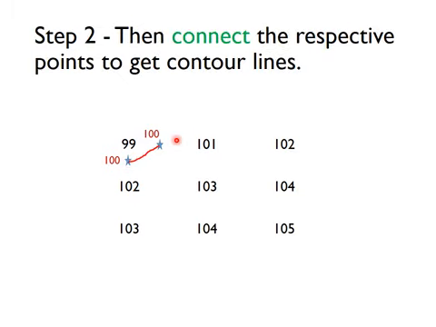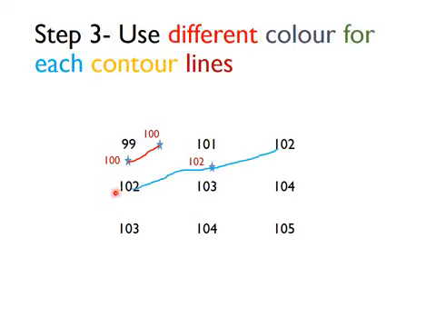The second step is to connect the respective points to get contour lines. So I am connecting this 100 meter point and this 100 meter point to get the 100 meter contour line. Similarly, if I want to get a 102 meter contour line, 102 is here, 102 is here, and between 101 and 103 there will be a 102 point somewhere here. When I connect all those 102 points, we will get the 102 meter contour line.